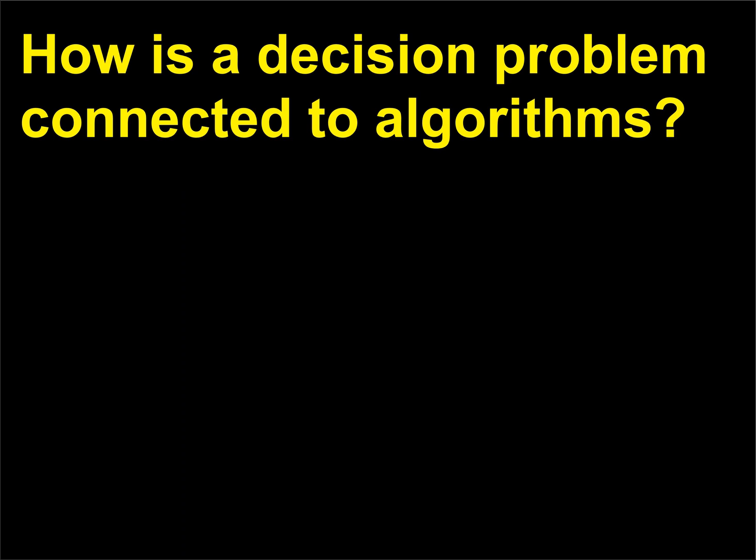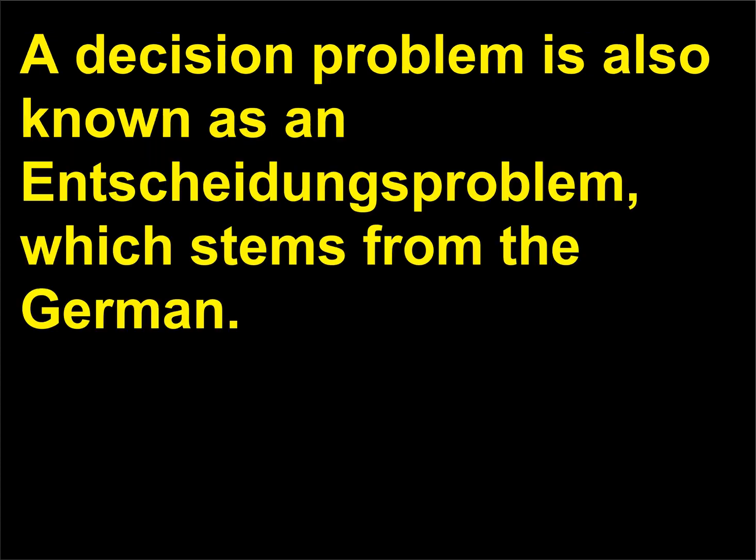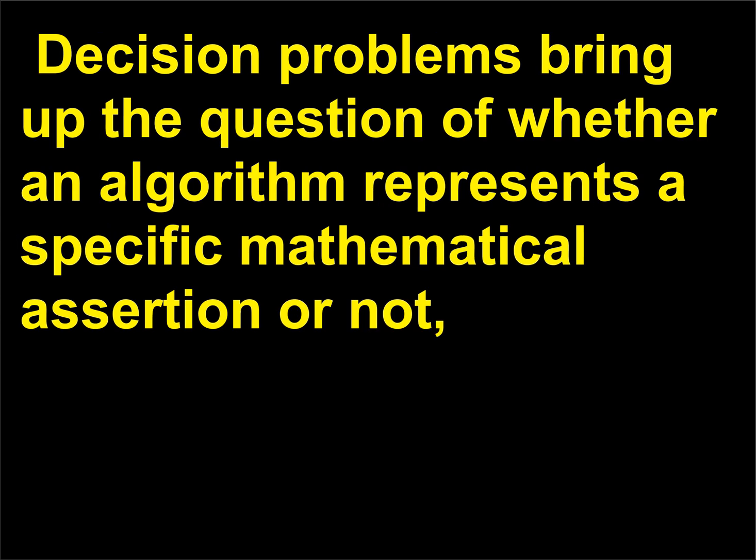How is a decision problem connected to algorithms? A decision problem is also known as an Entscheidungsproblem, which stems from the German. Decision problems bring up the question of whether an algorithm represents a specific mathematical assertion or not, as well as whether it has or does not have a proof.